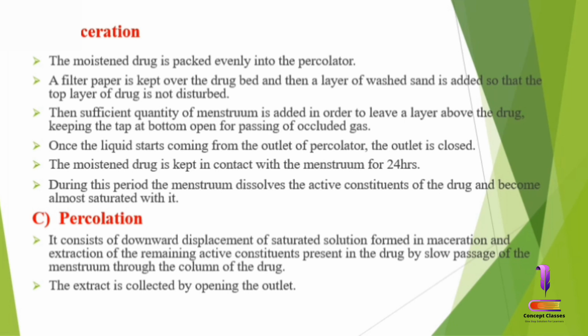Then the moistened drug is kept in contact with the menstruum inside the percolator for 24 hours. During this period, the menstruum dissolves the active constituents of the drug and becomes almost saturated with it. The next, or the last, step is percolation.